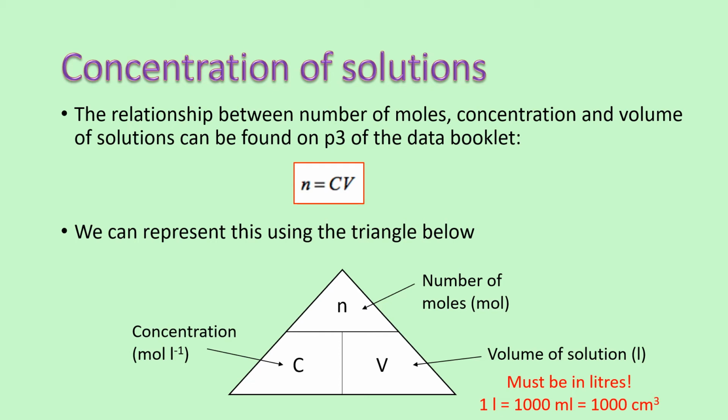Now it's really important to note here that the volume of your solution must be in litres. Just a wee reminder that 1 litre is equal to 1,000 millilitres, which is also equal to 1,000 centimetres cubed. So if your volume is given in millilitres or centimetres cubed, you must divide that by 1,000 to convert it into litres before you can carry out any calculations. So again, if you just pause here and copy down the triangle and the labels into your jotter.